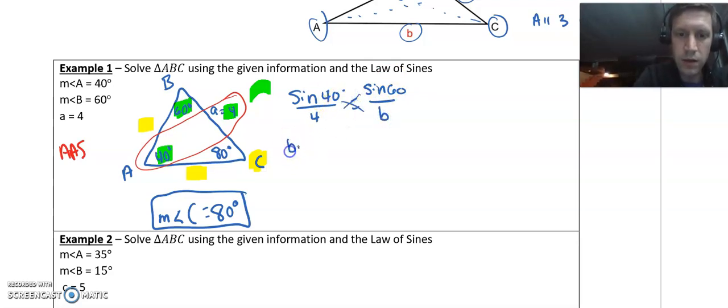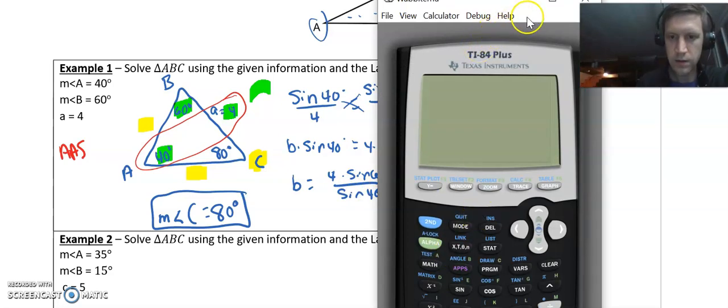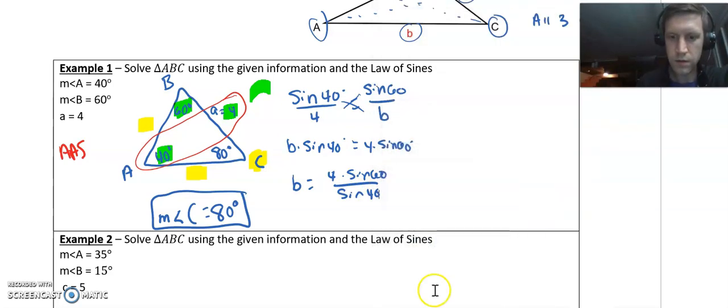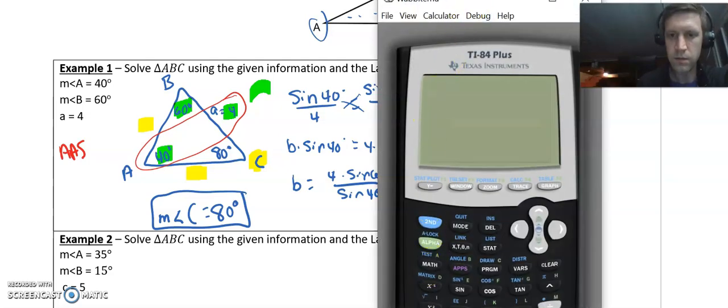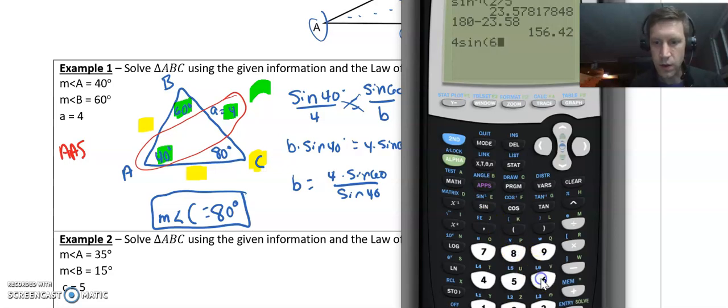Let's cross multiply. Let's divide by the sine of 40. Make sure you're closing parentheses. So sine of 60, close parentheses because you're done with that angle, and then divide by the sine of 40. So I get 5.39.